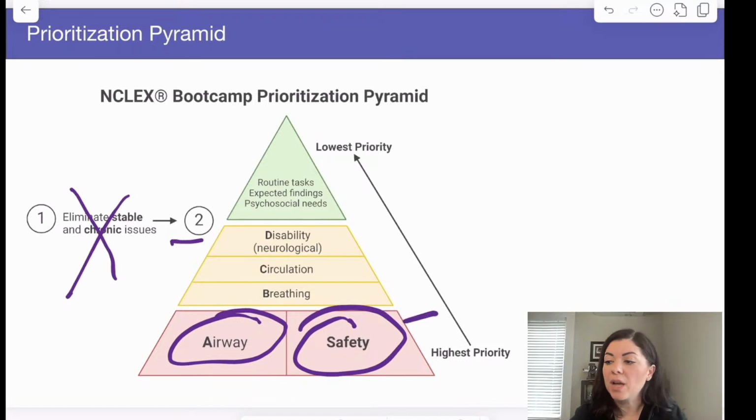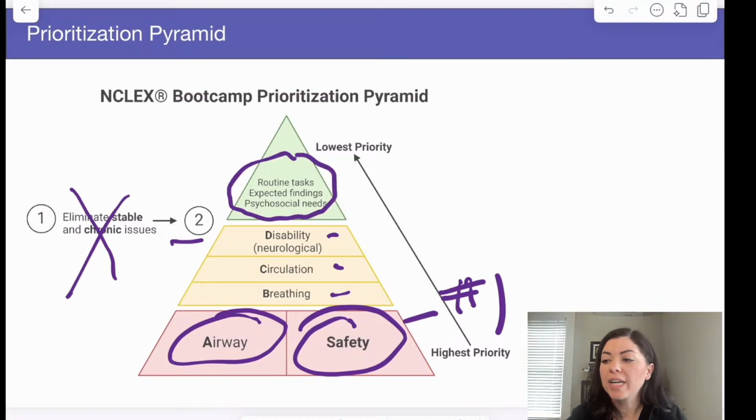So that's typically going to be our number one highest priority, followed by breathing, circulation, and disability. And disability is just a fancy way to say neurological, so maybe stroke symptoms. And then our lowest priority issues are typically going to be up here at the green portion of our pyramid. That's going to be routine tasks or routine orders, expected findings, and psychosocial needs. An example of a psychosocial need is maybe our client is anxious or frustrated. And certainly we want to use therapeutic communication and address their needs, but it's typically not going to pose any type of life-threatening risk.